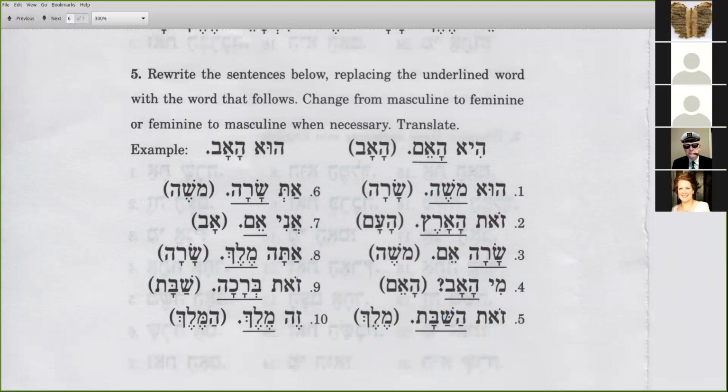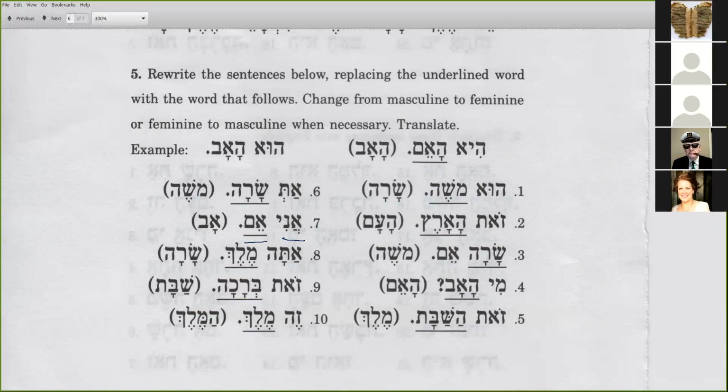All right, let's go to number six. "At Sarah." You are Sarah. So we get rid of Sarah and we put Moshe. What happens to this? Anything? That becomes, let's see, what is this? A-T-A. "Ata." Yeah, "ata." Yeah, you're right. I was trying to get my nikud together for you guys. All right, number seven. Sorry.